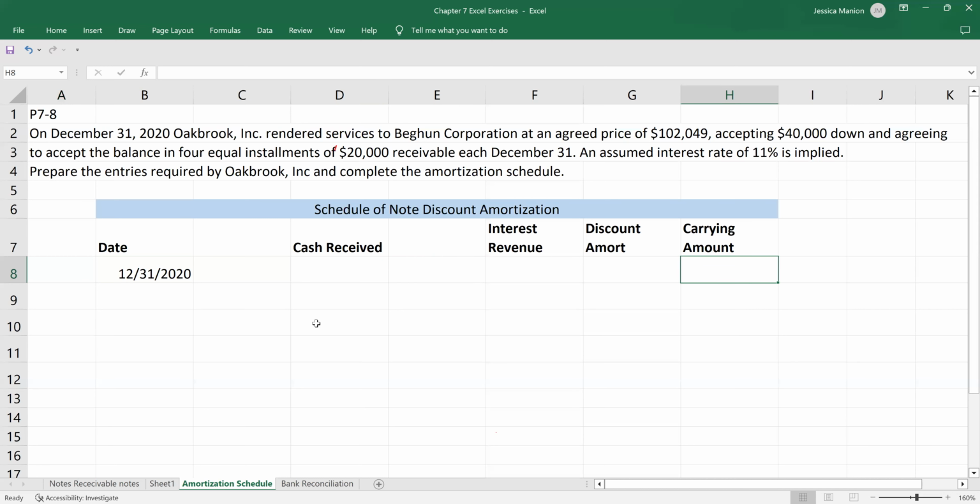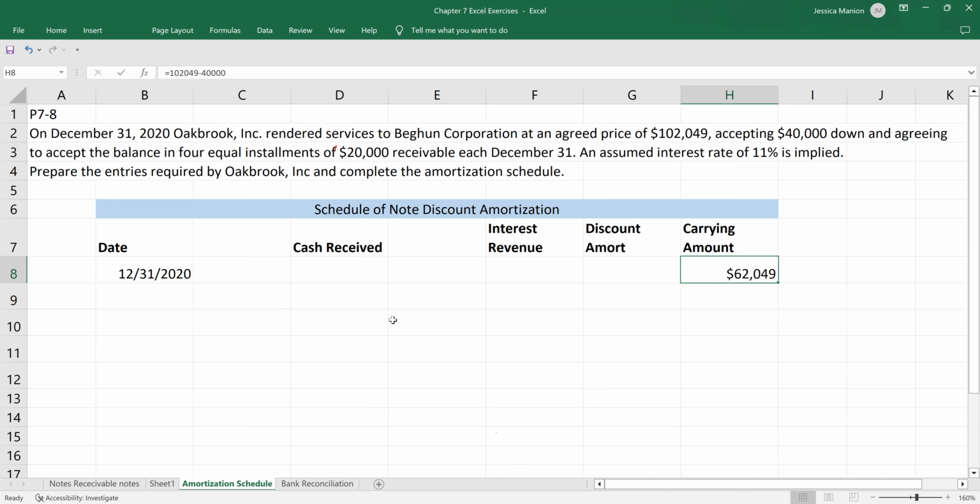And at this time, the carrying amount of the note is going to be the $102,049 minus the $40,000 down. So basically, they owe us still $62,049.